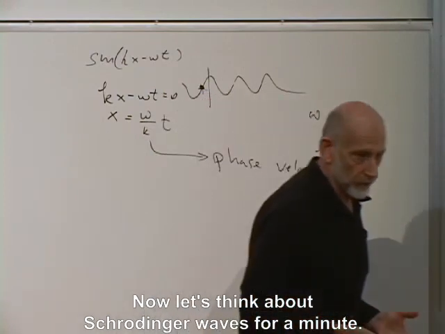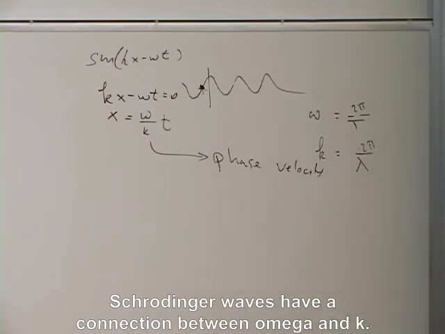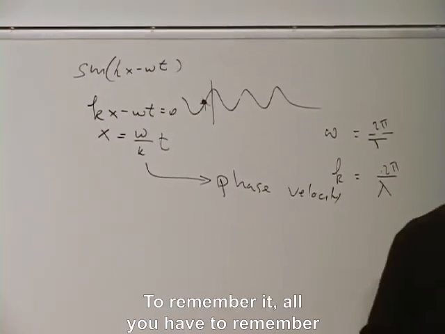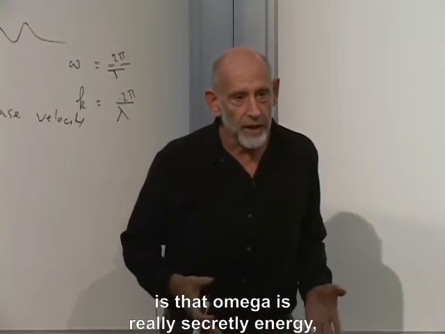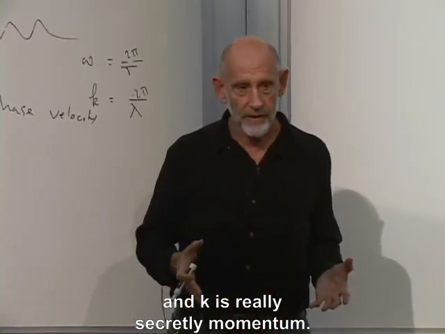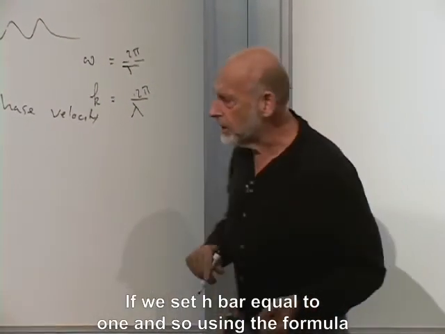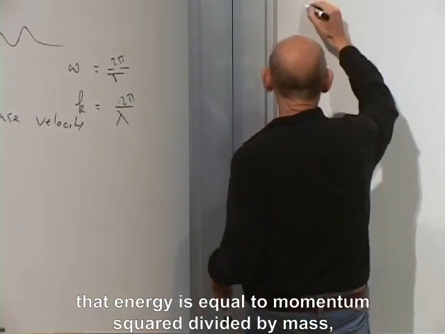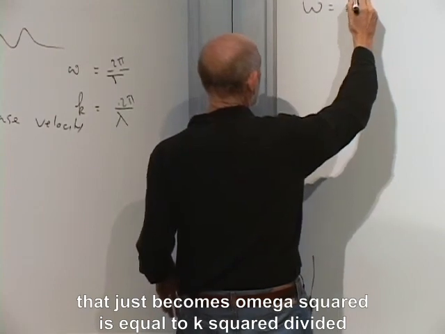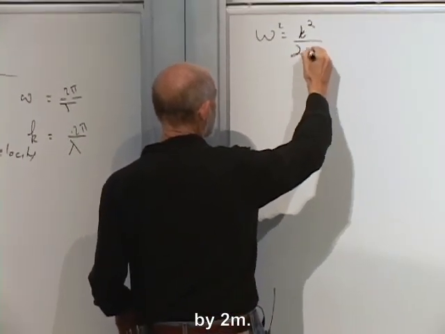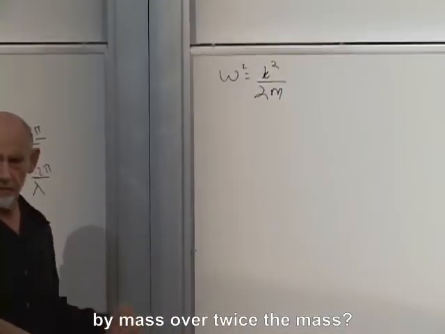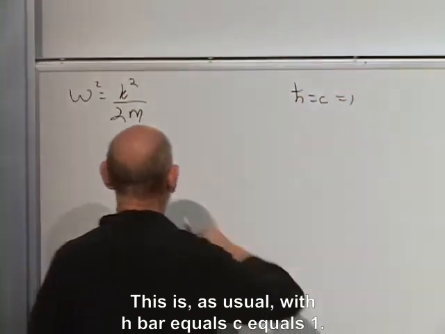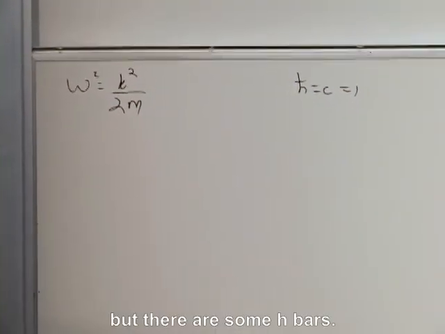Now let's think about Schrodinger waves for a minute. Schrodinger waves have a connection between omega and k. To remember it, all you have to remember is that omega is really secretly energy and k is really secretly momentum, if we set h bar equal to 1. And so using the formula that energy is equal to momentum squared divided by twice the mass, that just becomes omega is equal to k squared divided by 2m. This is, as usual, with h bar equals c equals 1. In fact, there's no c's in this formula, but there are some h bars.